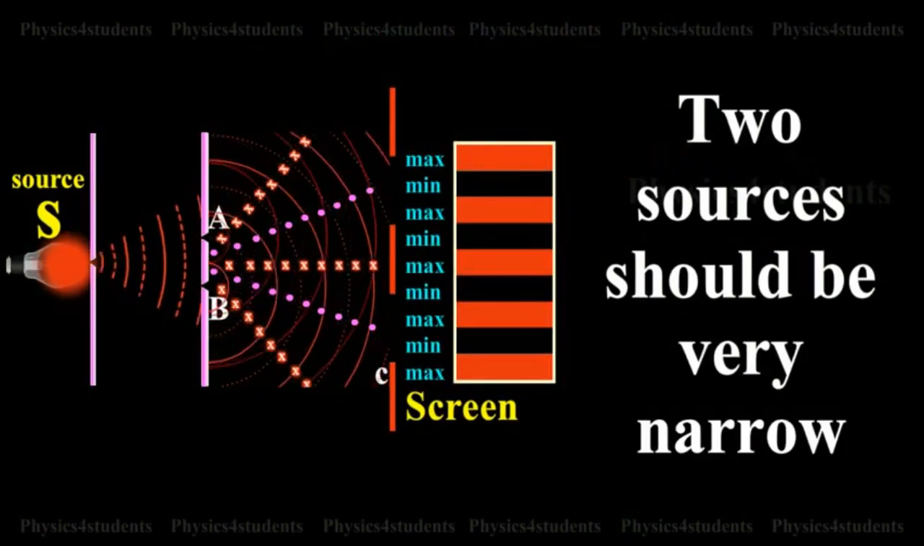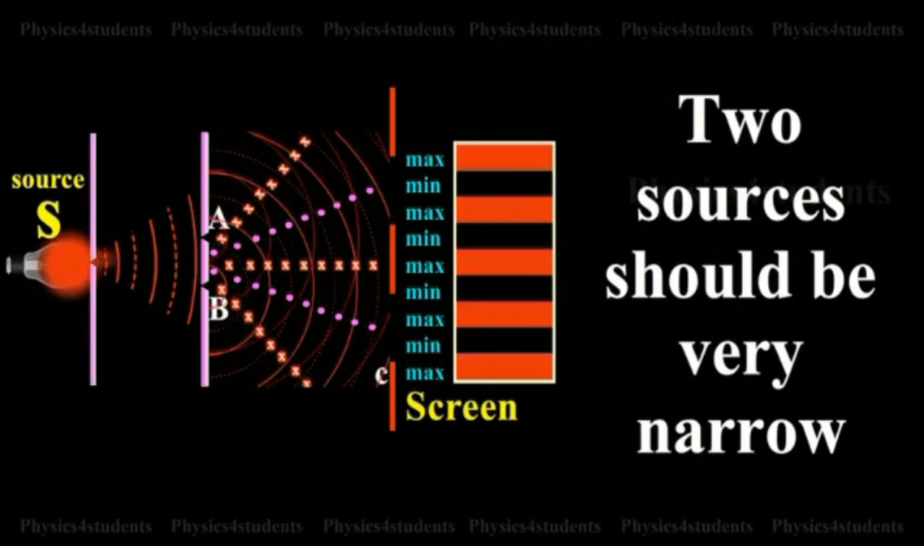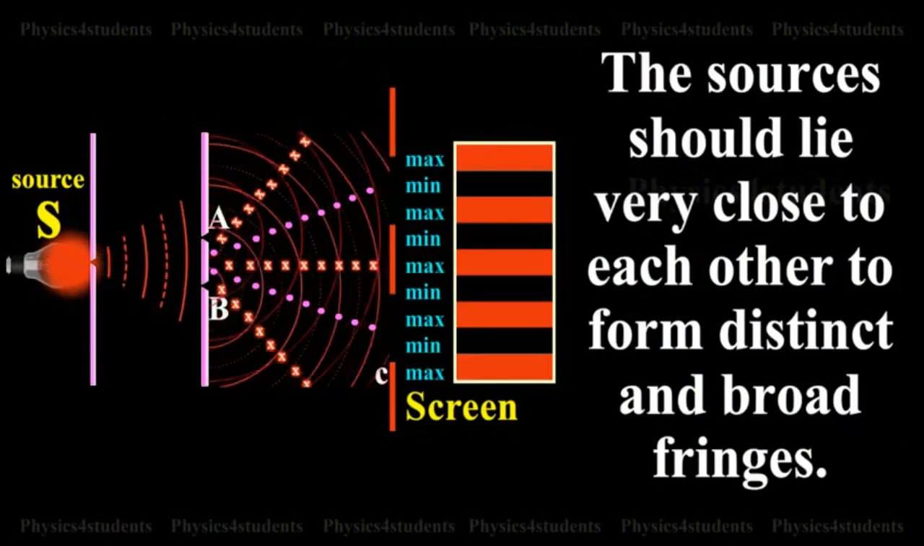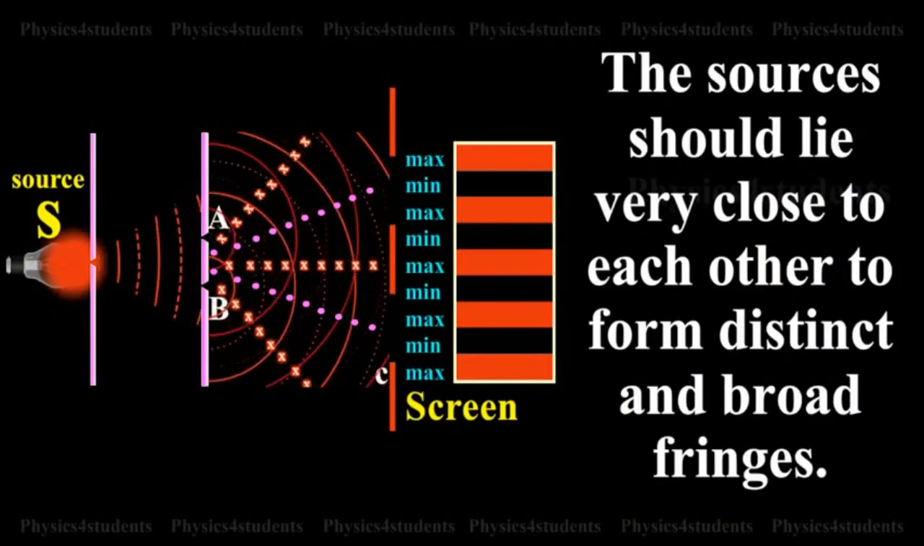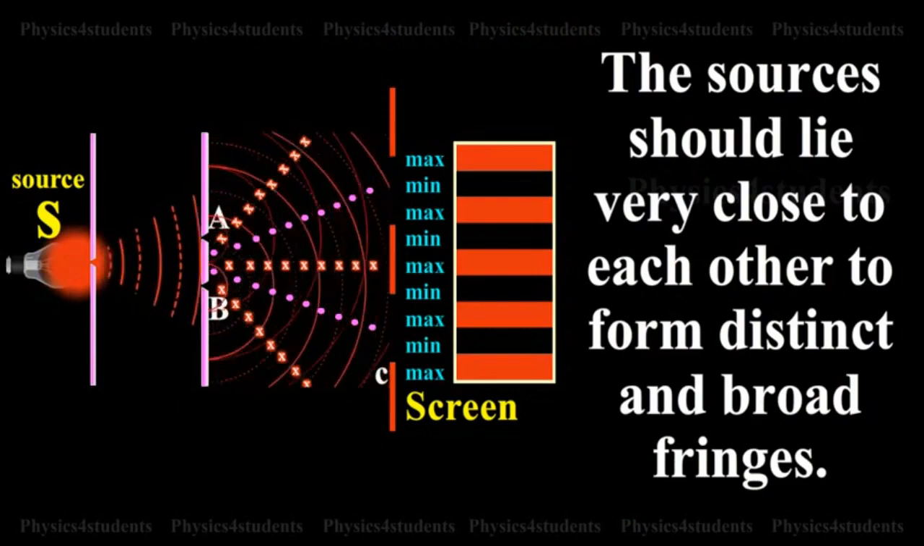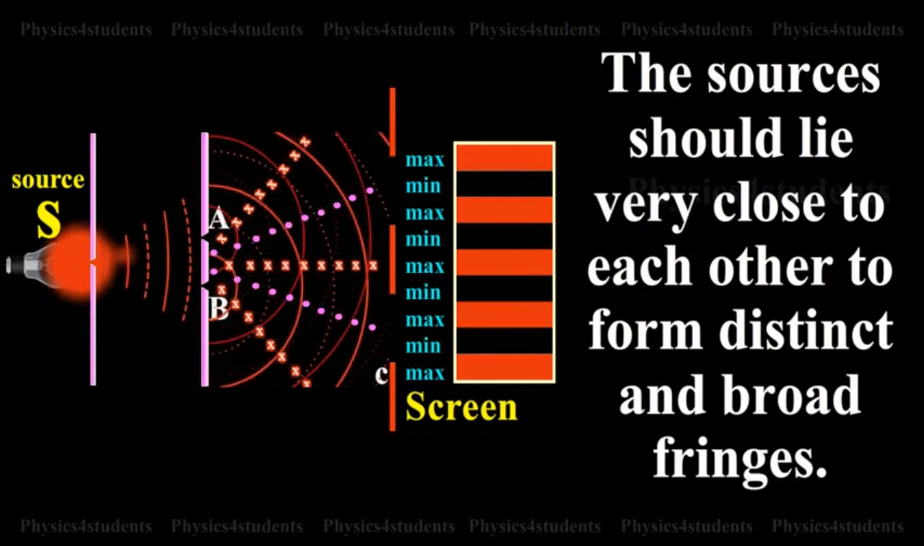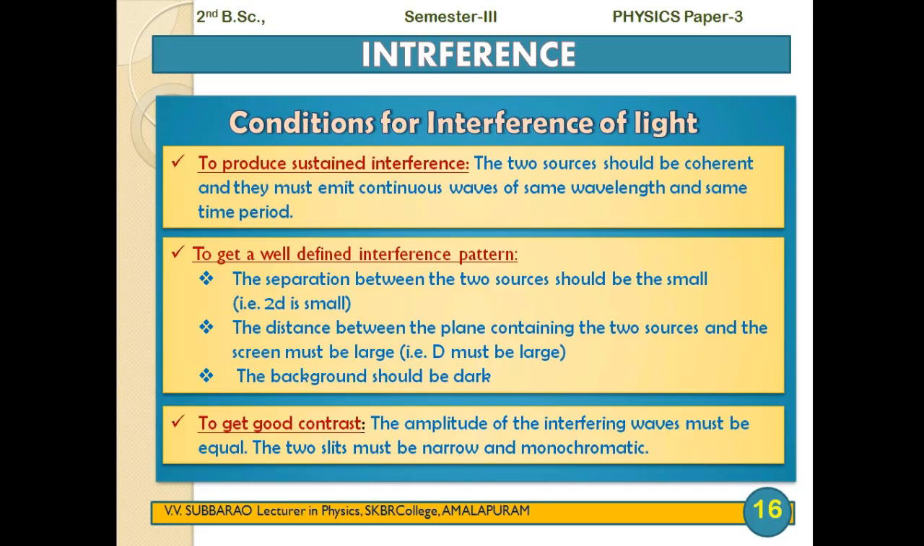the two sources should be very narrow, the sources should lie very close to each other to form distinct and broad fringes. This shows the condition for sustained interference. Generally, the interference pattern may be steady when the two sources are coherent and they must emit continuous waves of the same wavelength and same time period.